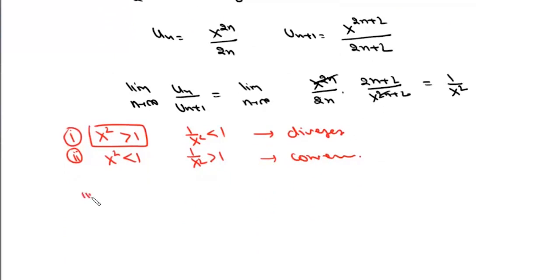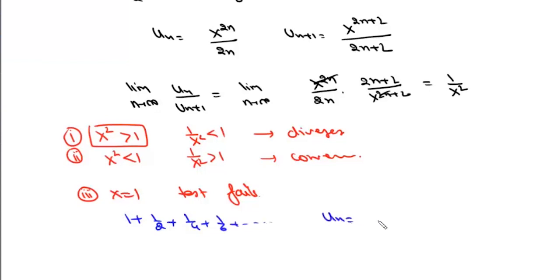And if x is equal to 1, the test fails. Now when x is equal to 1, we'll have this series, which is 1 plus 1 by 2 plus 1 by 4 plus 1 by 6. So in this case, un will be 1 upon 2n.